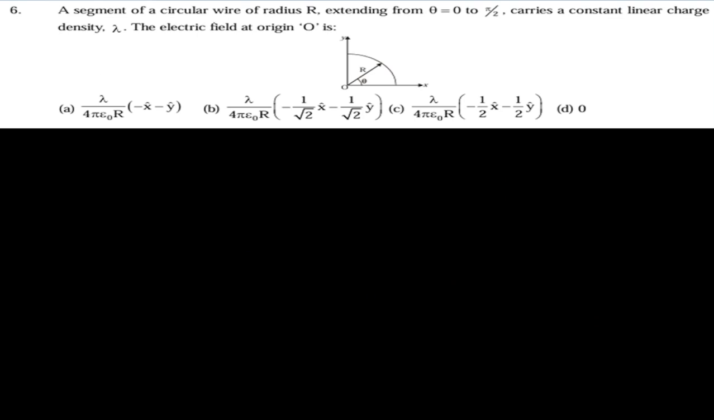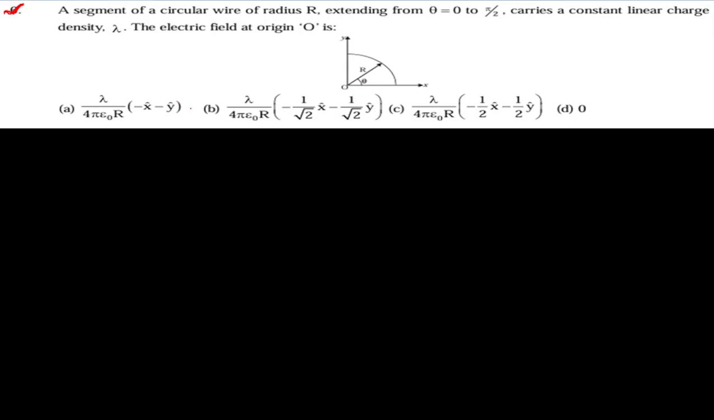A segment of a circular wire of radius r extending from 0 to pi by 2 carries a constant linear charge density lambda. The electric field at the origin is. I think we have already solved this problem in the last class, so I request you to just check the last video, lecture number 8. There you will find the solution of this question.